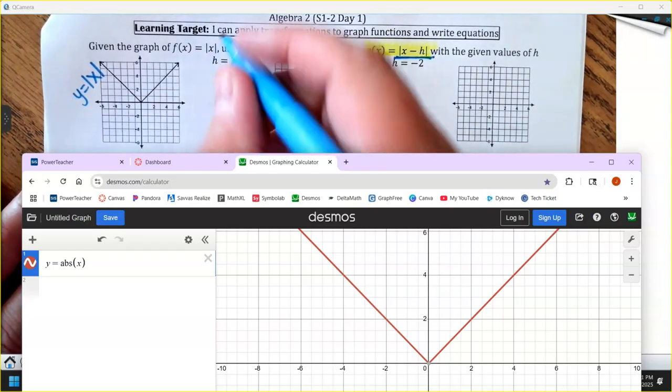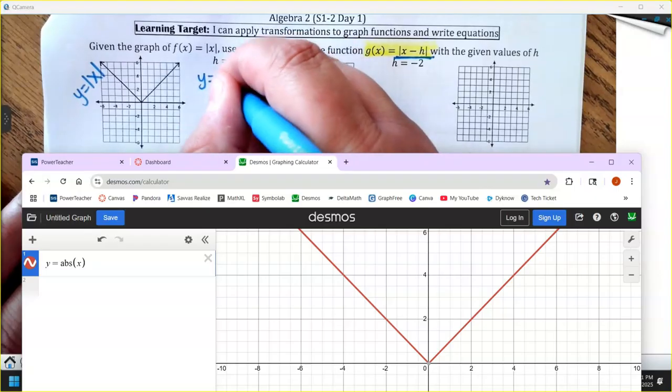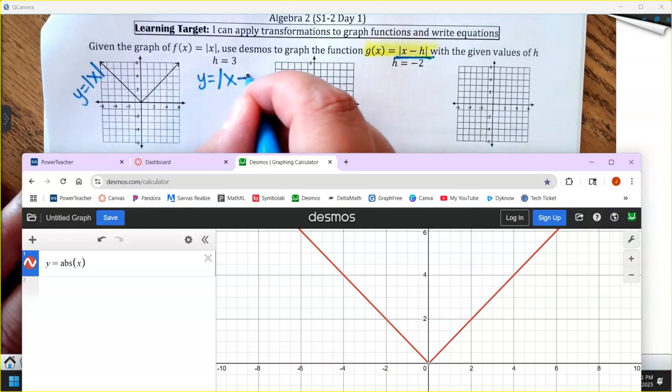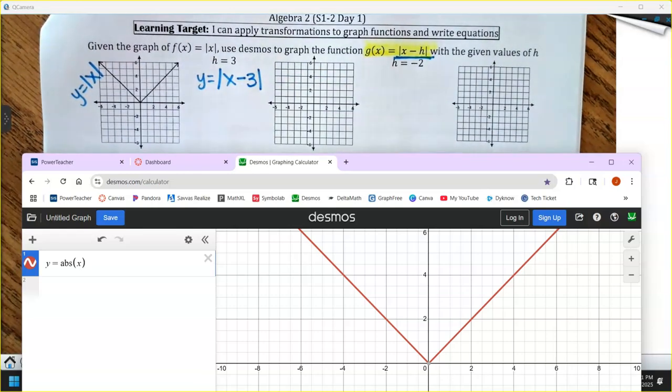So if I plug in 3, I'm going to do y equals the absolute value of x minus h, and I'm saying I want us to have h be 3. So it would just look like this: y equals absolute value of x minus 3. That's what the equation would look like. And I'm just going to come over to my Desmos. If you just click on the second line, I'm going to type y equals ABS for absolute value, and then I'm going to do x minus 3.